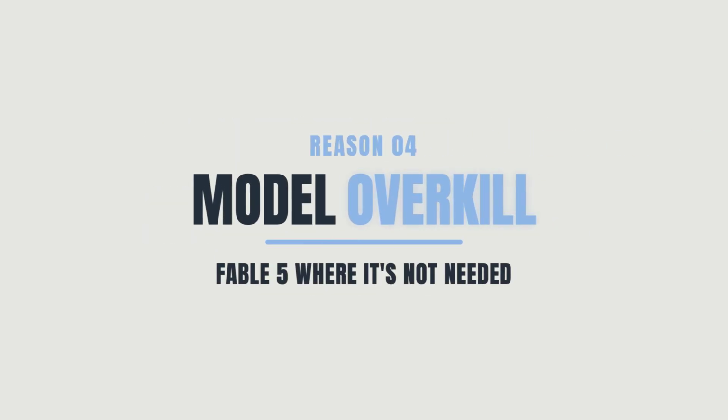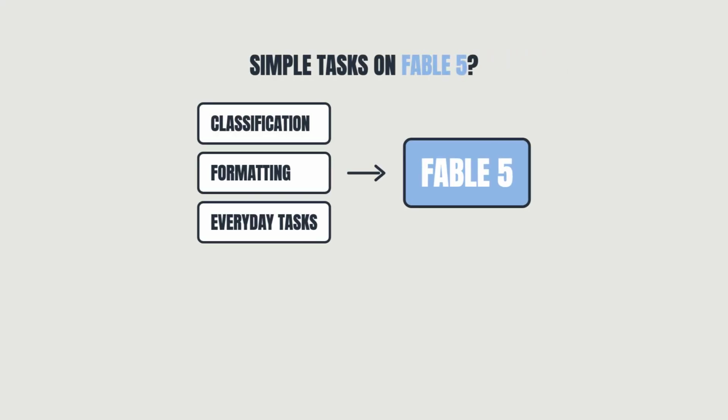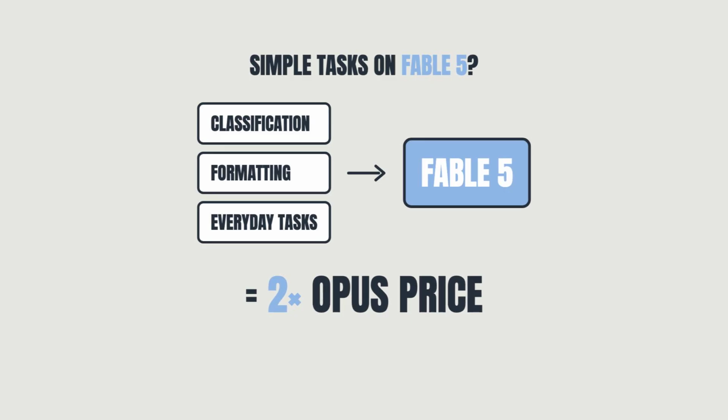Reason 4, you're using Fable 5 for tasks that never needed it in the first place. Fable 5 earns its price on genuinely hard, long running, high stakes work. Deep reasoning, complex multi step agent tasks, things where getting it right the first time actually matters. It does not need to be your default model for routine work. If you are running simple classification, formatting, or short everyday tasks through Fable 5 out of habit, you're paying double Opus price for work that a cheaper model handles just as well.